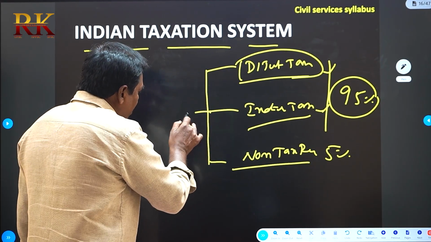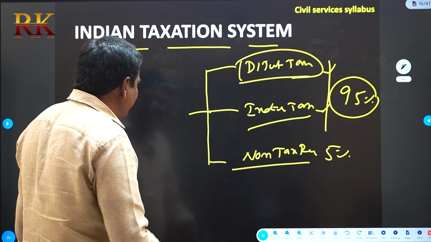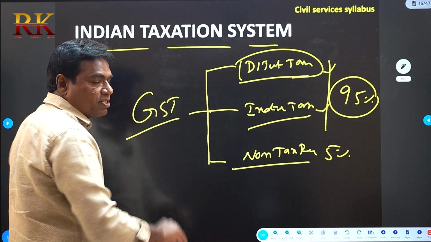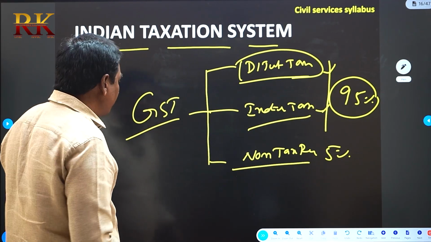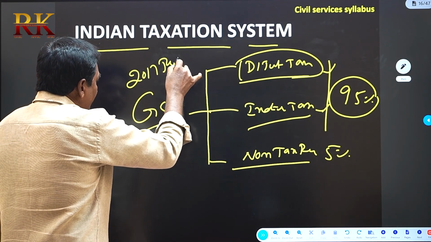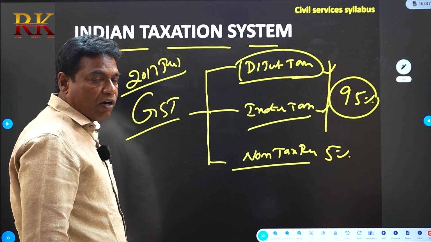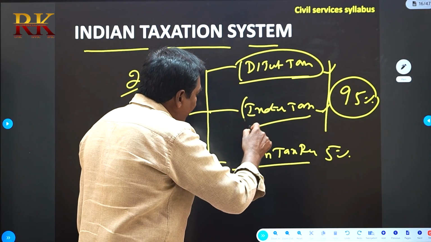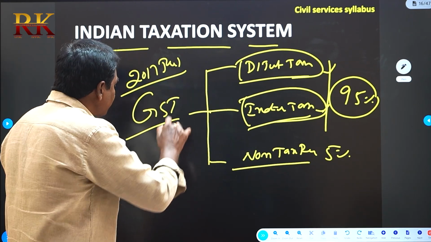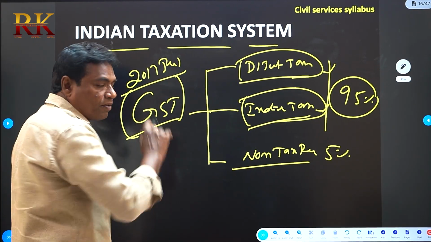Recently, the central government introduced the GST. GST means Goods and Services Tax. It has been imposed from July 1st, 2017 onwards. Before, there were a number of indirect taxes in India; now only GST is imposed.